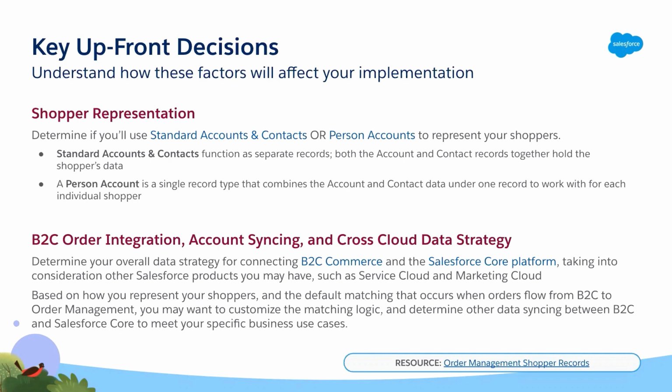You'll also want to determine your overall data strategy for representing shoppers between B2C Commerce and the core platform by taking into consideration other Salesforce products you may have, like Service Cloud or Marketing Cloud. And based on how you represent your shoppers and the default matching that occurs when orders flow from B2C Commerce to order management, you may want to customize that matching logic and determine other data syncing between B2C Commerce and Salesforce Order Management to meet your specific business use cases.